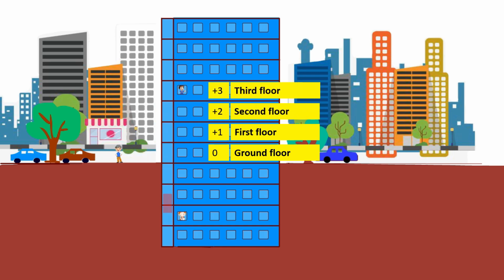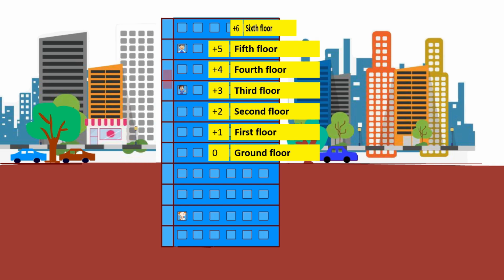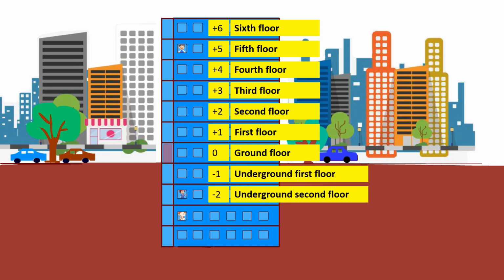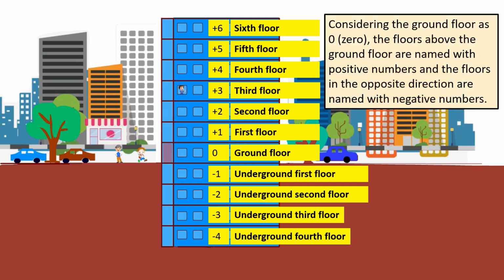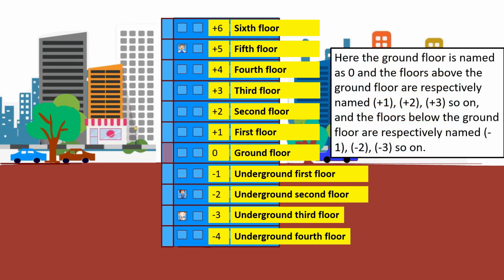Here, the ground floor is named as 0 and the floors above the ground floor are respectively named +1, +2, +3 and so on. And the floors below the ground floor are respectively named -1, -2, -3 and so on. Dear children, you can remember that the numbers that are written with a positive or negative sign to indicate not only their magnitude but also one of two directions which are opposite to each other are defined as directed numbers.